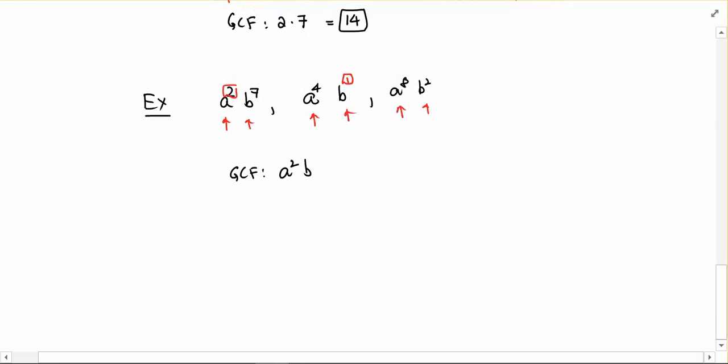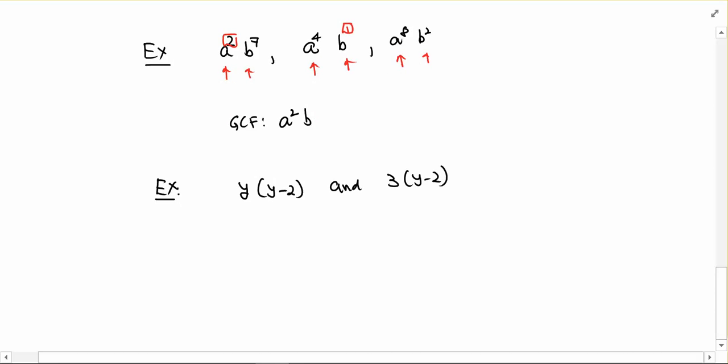Now you don't necessarily only have to get things that look like this. You could get GCFs for expressions that look like this. Still the same thing. Do they have anything in common? And if they do, what's the lowest power? So I look for a y, and I don't see a y, so that's not in the GCF. Then I look at this, and I look to see if there's something over there that matches, and yes, there is. And what's the least power? Well, that's a 1, and that's a 1. So the GCF is y minus 2.